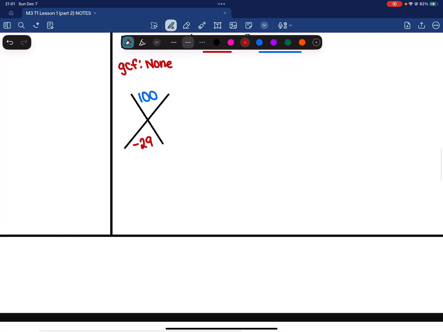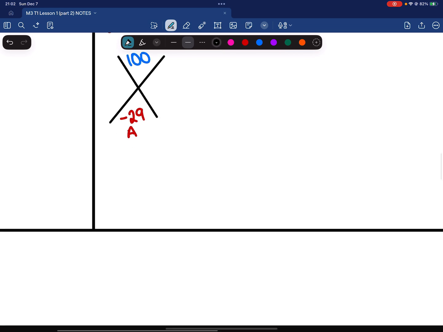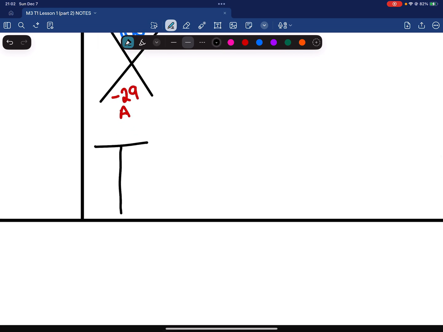So we want to multiply to get 100, add to get negative 29. So let's see, what can we multiply to get 100? If you're unsure, in your calculator, you can do 100 divided by x and then pull up the table by hitting Control T. Or if you're in Desmos, pull up the table that way, whichever one you prefer.